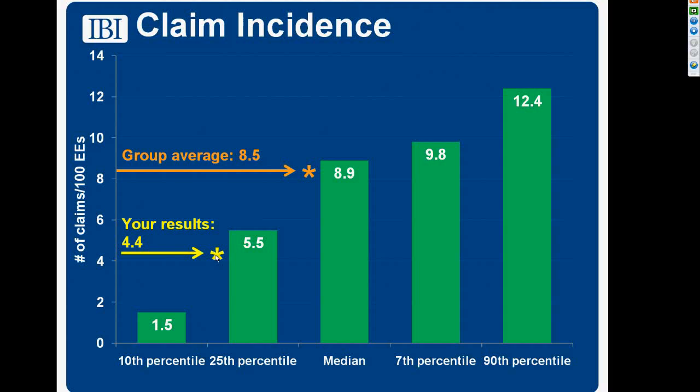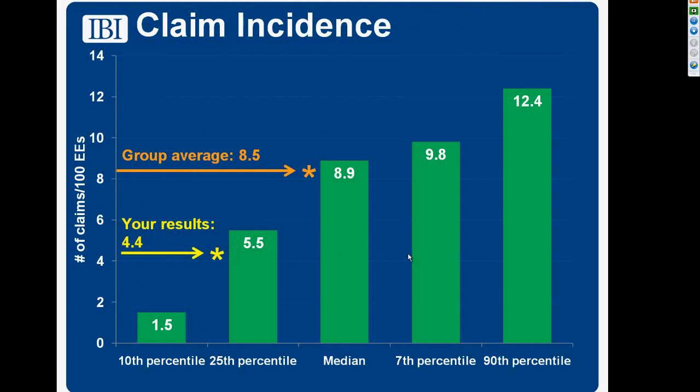But let's look at that mean or group average, 8.5. So this employer is doing very well relative to the mean incidence in the group. And we show where that fits in the distribution as well. So a slide that is this simple has a tremendous amount of usable information about how this employer compares not only to the average, but where the employer fits relative to the distribution of all the other employers in the group.